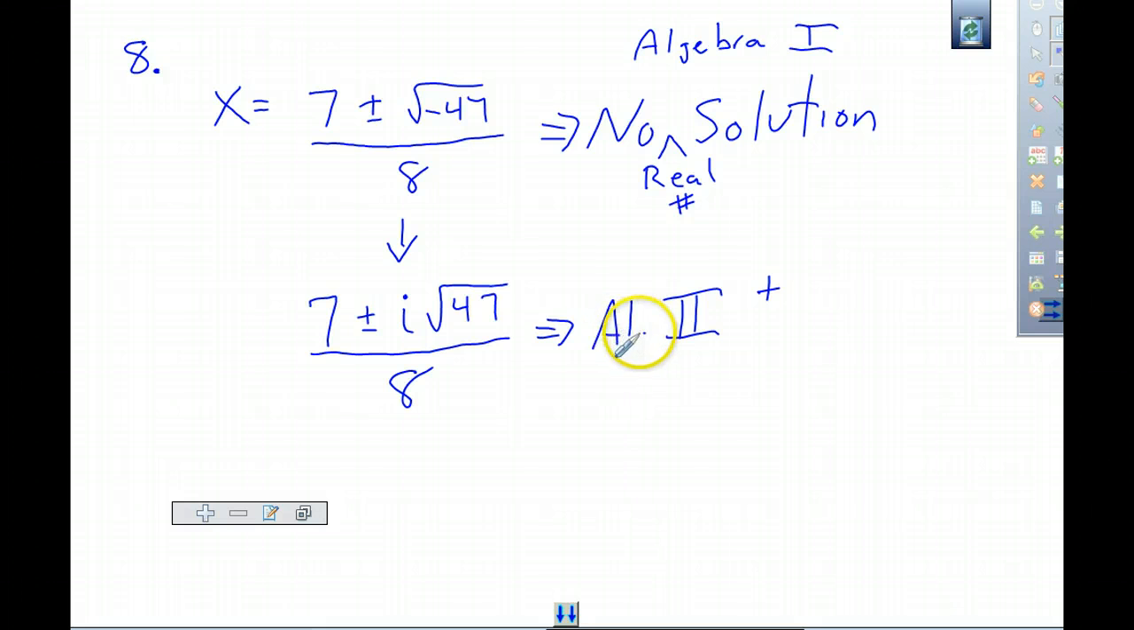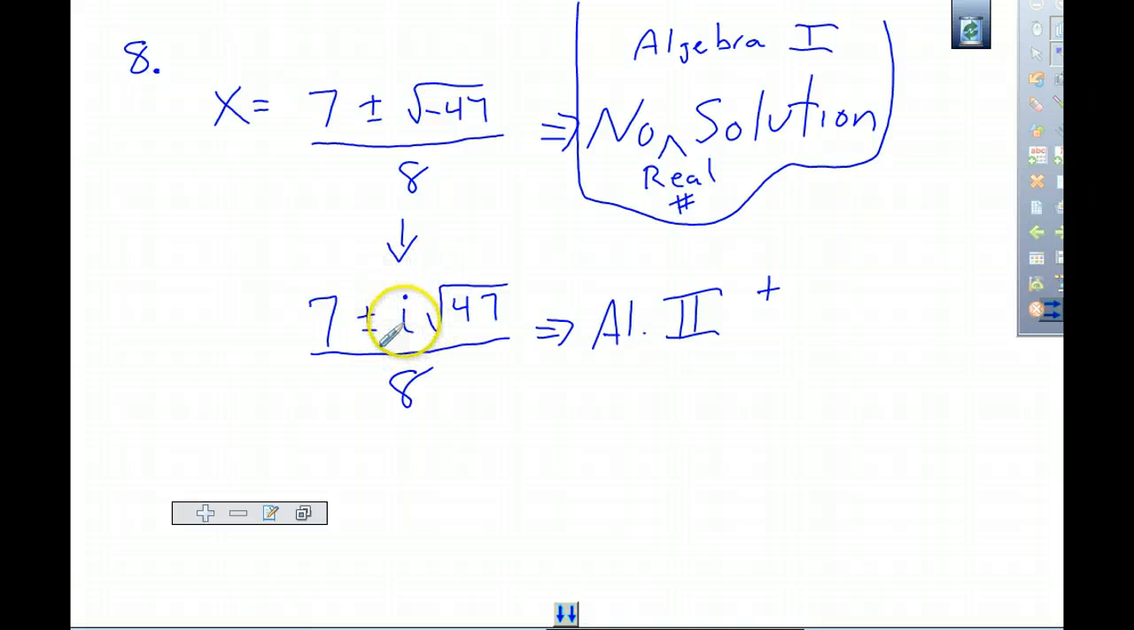Basically everything in your life from this point on, you'll never say square root of negative, no solution. You will not say that anymore. If you do say no solution, make sure you say there's no real number solution. However, there is an imaginary set of numbers that we use to address this problem.